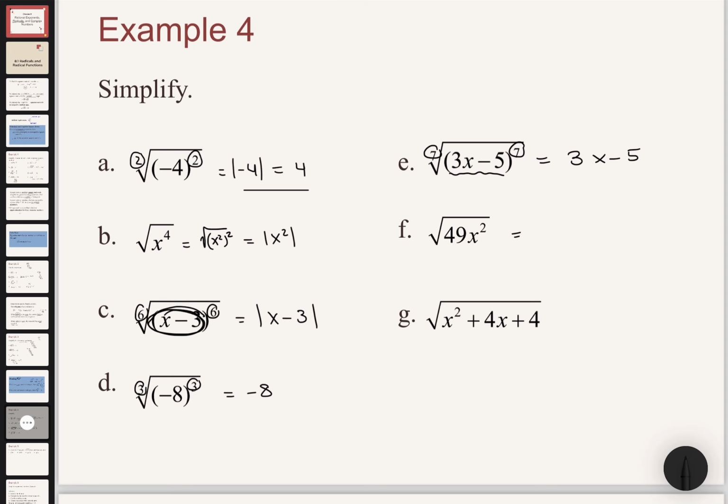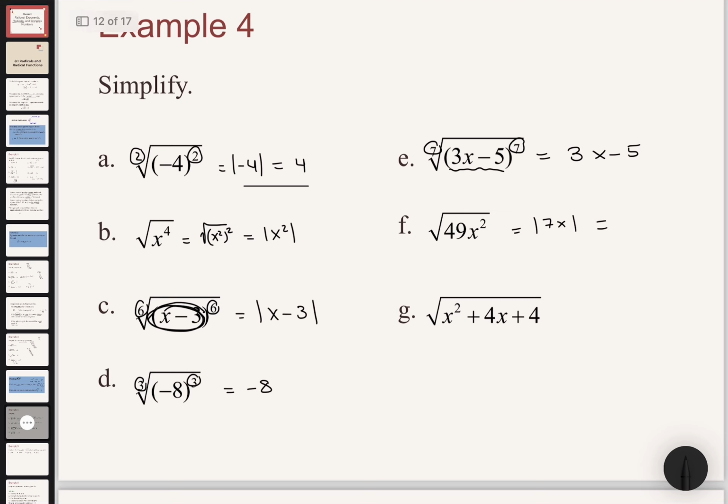For this one, square root of 49, well, that's just going to be 7. And then the square root of x squared, that would be absolute value of x. So officially, you could start thinking of this one as absolute value of 7x, but absolute value of 7 is always going to be 7. So I can write this as 7 and then the absolute value of x. And again, think about 49. That's the same thing as 7 squared. So officially, 49x squared is the same as 7x squared. That's why I said absolute value of 7x.